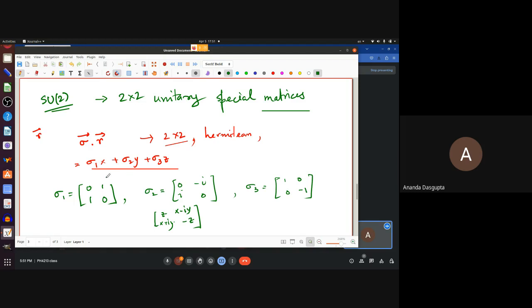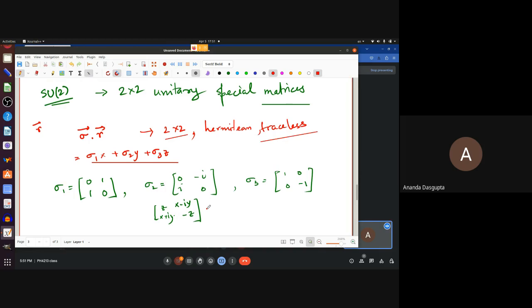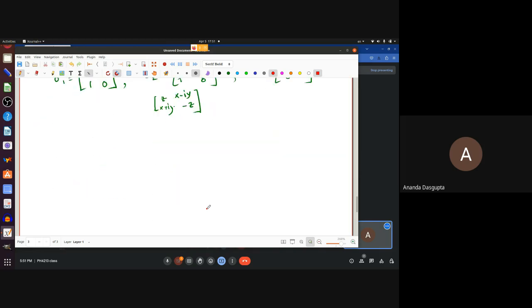Trace does not survive linear combination, but tracelessness does. Right? So every matrix of this form, z, x minus i y, x plus i y, minus z, is Hermitian 2 by 2 traceless. Okay? By the way, the converse also works.